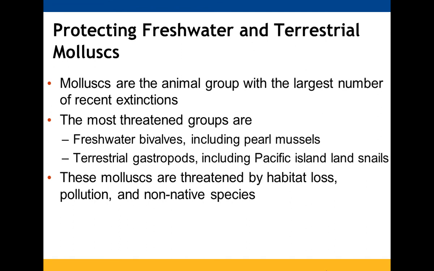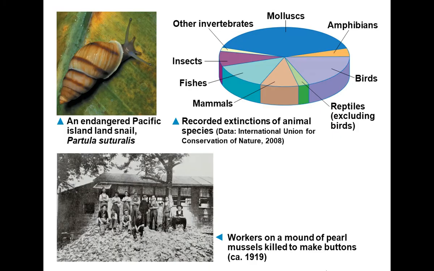Protecting freshwater and terrestrial mollusks. A lot of mollusks are going extinct because people want the pearls and the pearl mussels for the freshwater bivalves, and then the terrestrial gastropods, the land snails. Why they are going extinct is not just necessarily because of economic reasons, but also due to habitat loss, pollution, and non-native species coming in and survival of the fittest taking over.